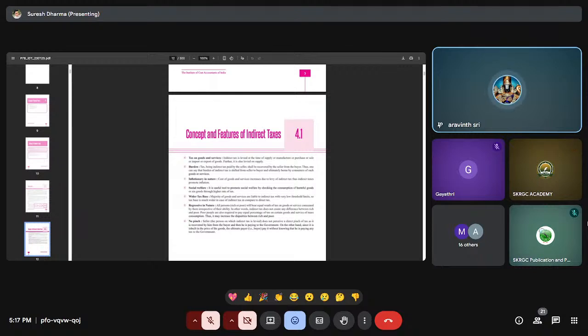Please, if you cannot view fully, please zoom in. I'll try to zoom here.